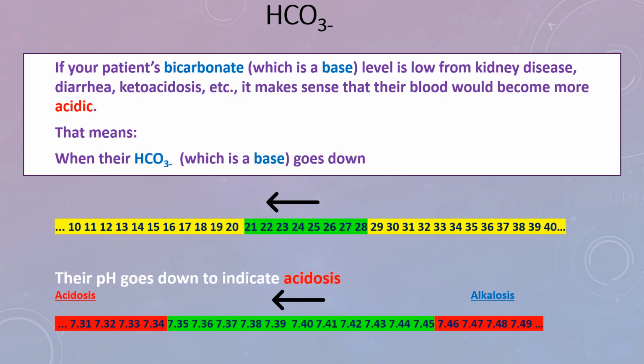If your patient's bicarbonate level, which is a base, is low from kidney disease, diarrhea, ketoacidosis, etc., it makes sense that their blood would become more acidic. That means when their HCO3, which is a base, goes down, as indicated in that first graph, their pH would go down as well to indicate acidosis. The less base you have, the less basic your blood pH becomes.